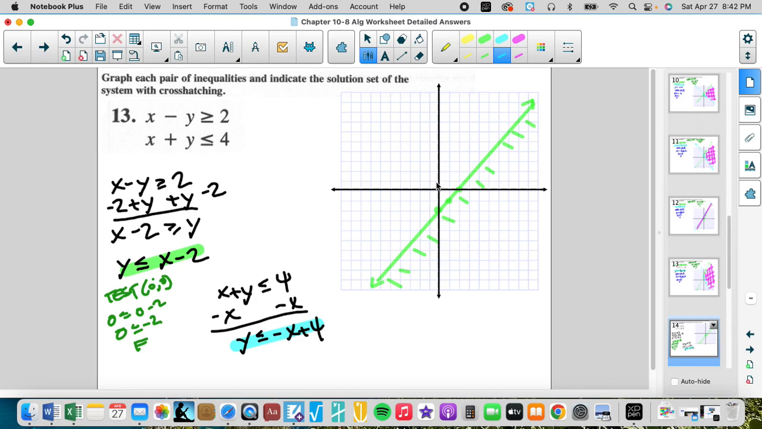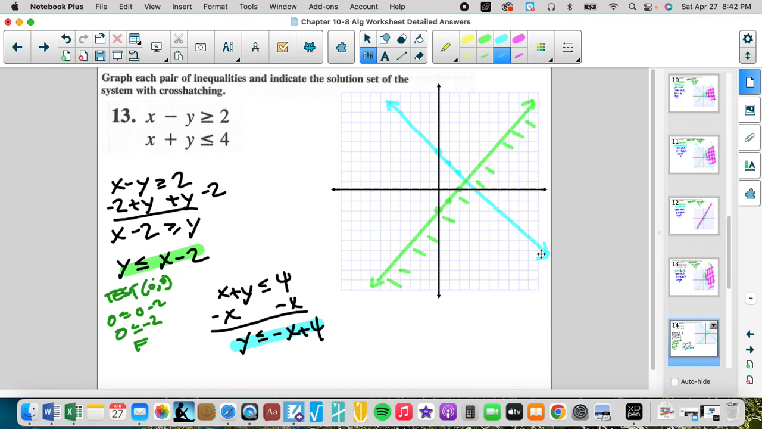Closed circle on 4, 1, 2, 3, 4. Slope of down 1, right 1, down 1, right 1. Those are going to be perpendicular because they have slopes that are opposite reciprocal.